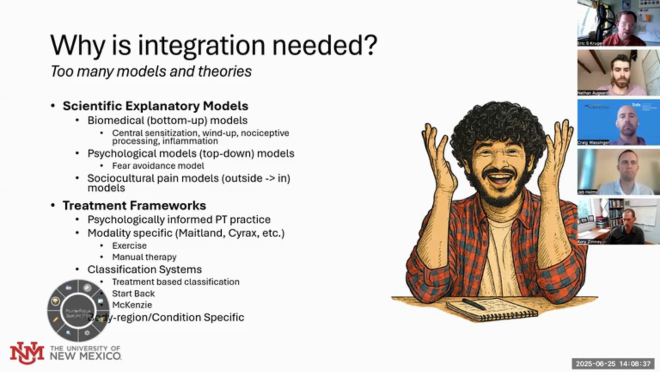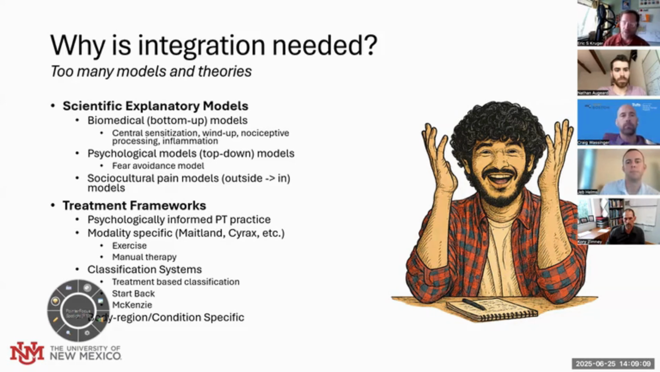But there are many theories and models, and there are scientific explanatory models. I've broken these into two different conceptual categories. One is scientific explanatory models. We have bottom-up models based on neurophysiology and neuroscience, psychological models that are more top-down, like the fear avoidance model, focusing on psychological constructs. And then there are also socio-cultural pain models out there. That's this outside-in approach.